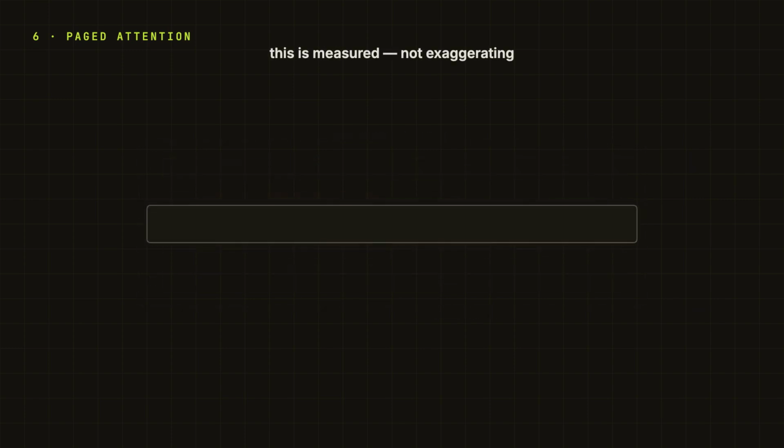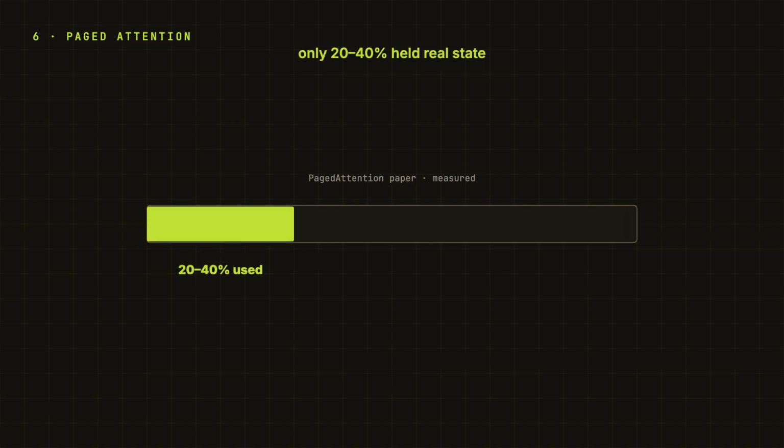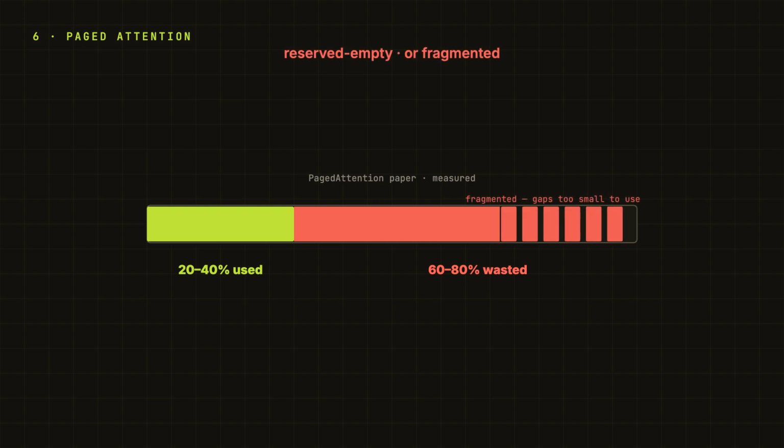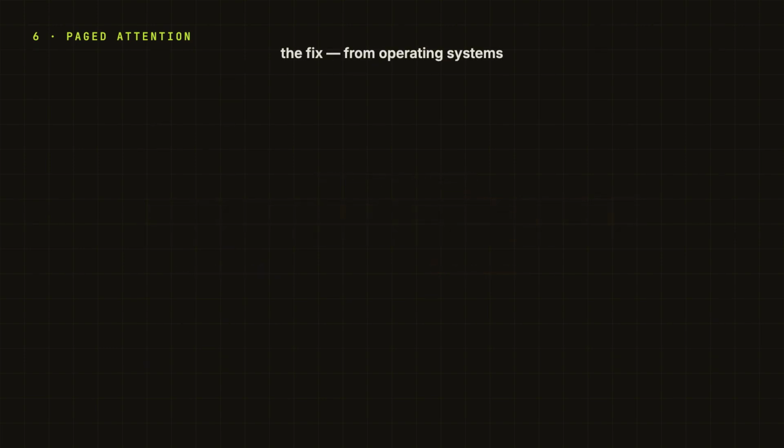And this is not me exaggerating. The real paged attention paper measured real systems and found that only about 20 to 40% of the KV memory was actually holding token state, and the other 60 to 80% was wasted, reserved but empty, or fragmented into gaps too small to use. So, what is the fix?